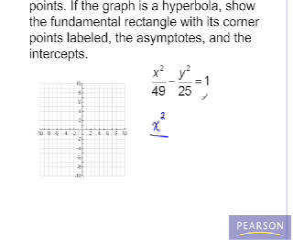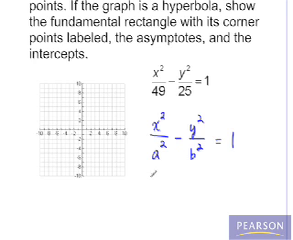So I want you to compare this equation to x squared over a squared minus y squared over b squared equals 1. And if our equation of a hyperbola can be written in this form, because it's equal to 1, we have a center at (0, 0), and we have x-intercepts because our x squared over a squared term is first. This hyperbola will have x-intercepts and not y-intercepts.